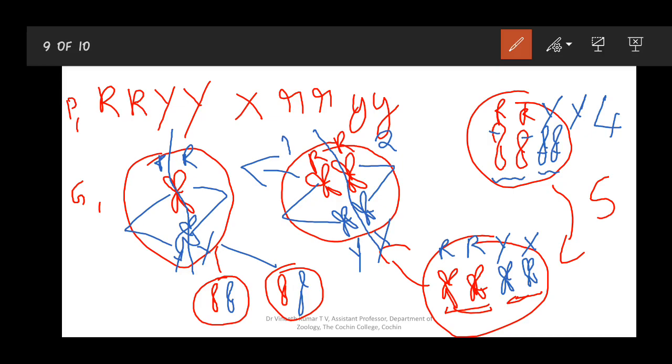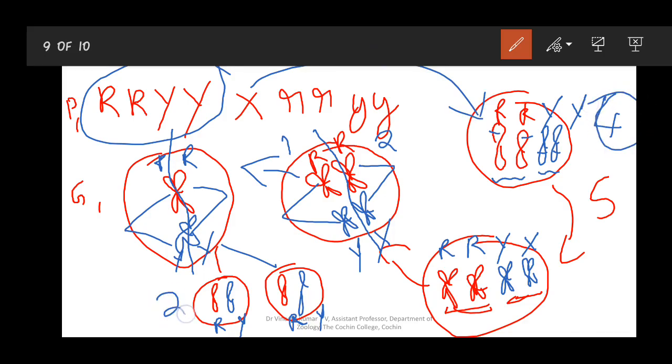One will be the red, capital R, and the blue will be capital Y. The other cells will also be the same, because we took that particular parent which was with 4 chromosomes. Now it is reduced to 2. 4 cells will be there. I have drawn only 2 cells because I took only 1 cell. This second cell also will do the same thing. It will produce the same type of gametes.